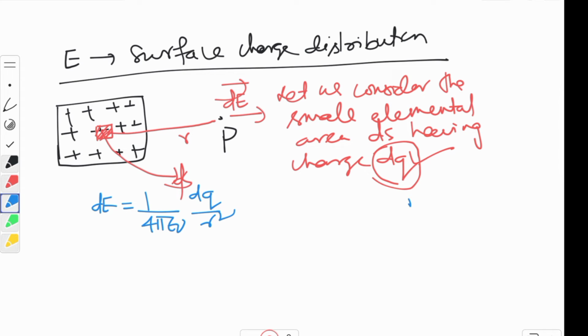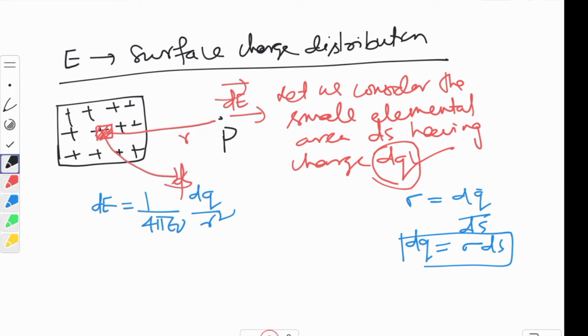We know surface charge density sigma is equal to dq by dS. So that means dq is equal to sigma dS. So here we can put it like this. This is equal to 1 by 4 pi epsilon naught.